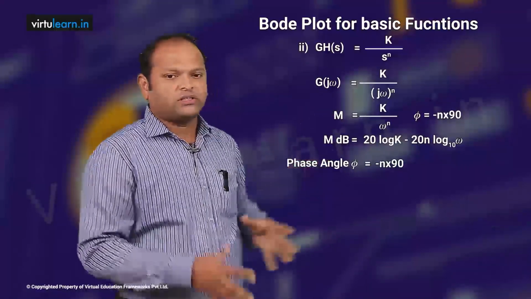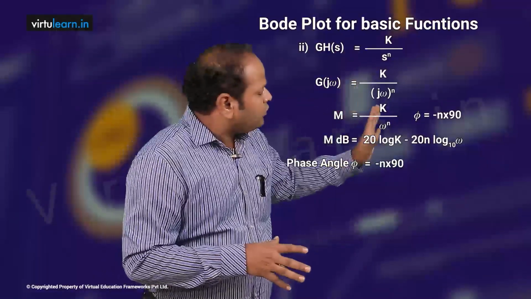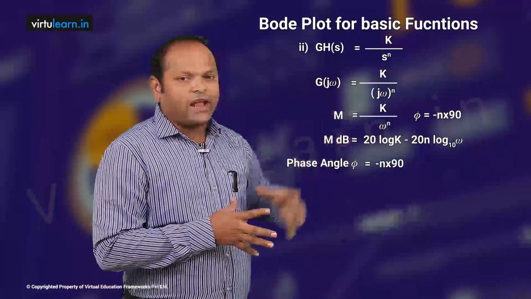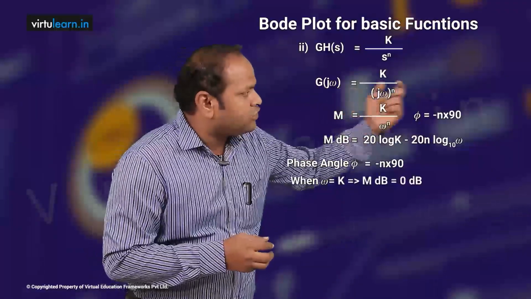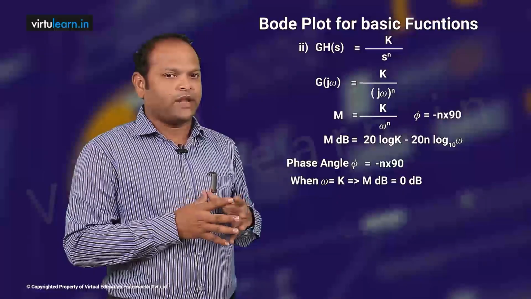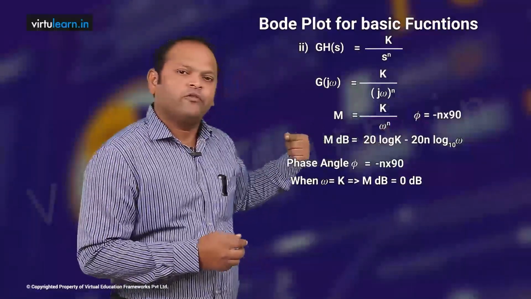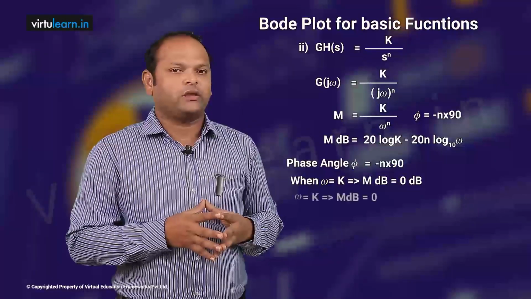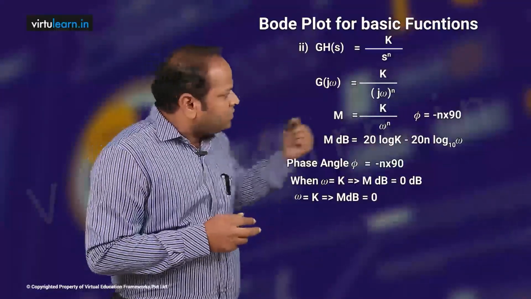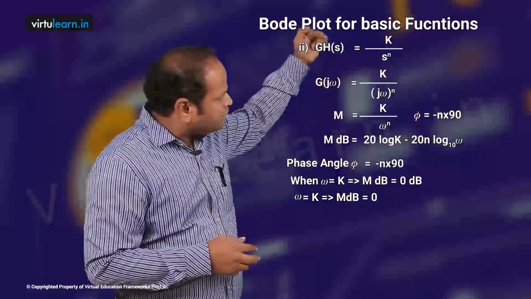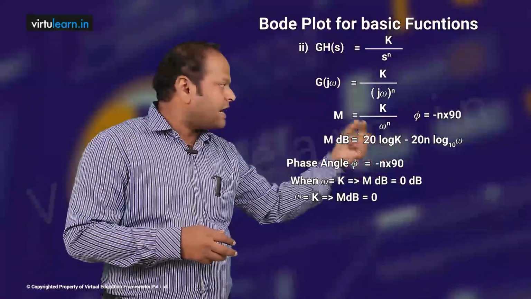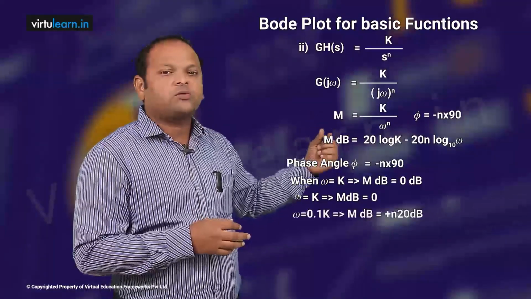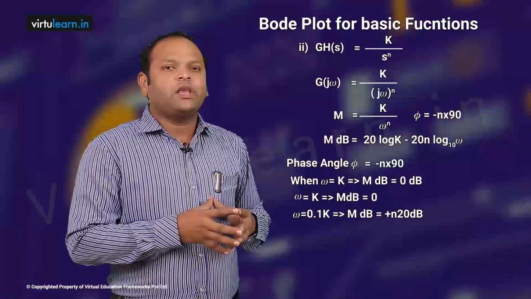Now when you plot this, just look at this magnitude plot. When I am taking different values here, when omega is equal to k, a distinct value which I am taking on this axis, when omega is k, what is m dB value? You can substitute there, you can get it is 0 dB. That means on the 0 dB line, your magnitude plot crosses the 0 dB line at a frequency omega equal to k.